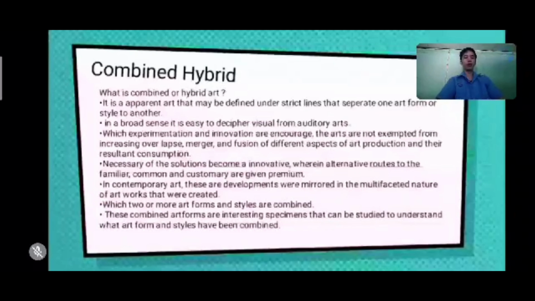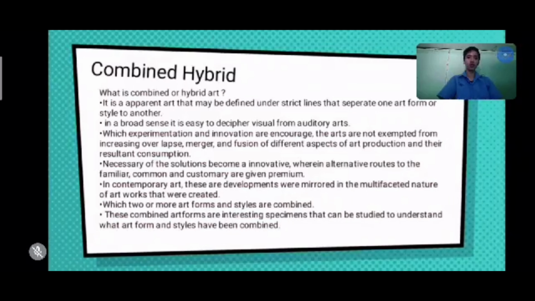Good day to everyone. I am Jake Travel from BSIT2, and I want to discuss combined hybrid arts. What is combined or hybrid art? It's apparent that art may not be defined under strict lines that separate one art form or style from another.